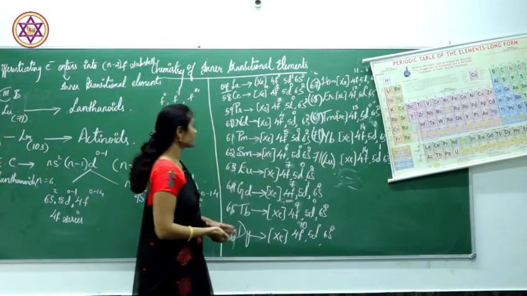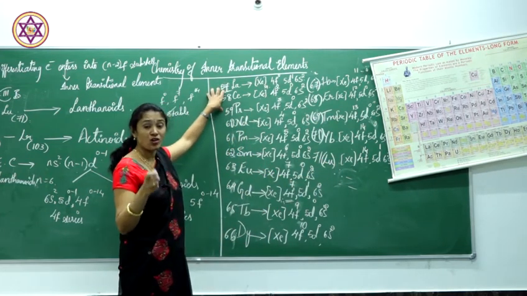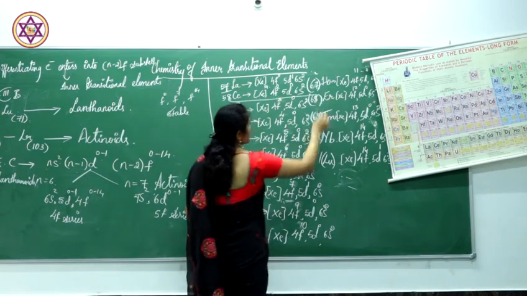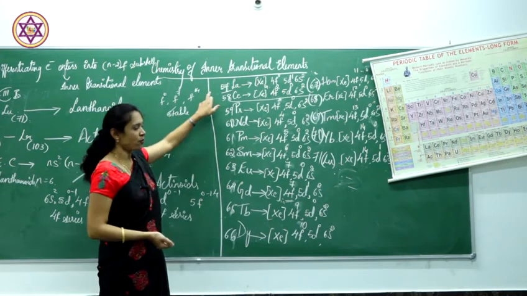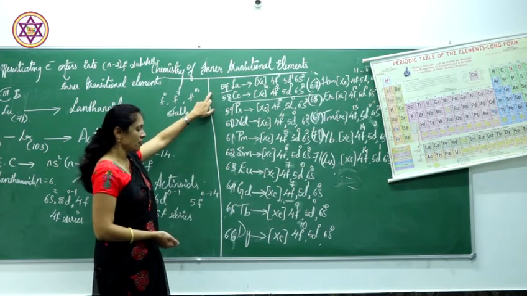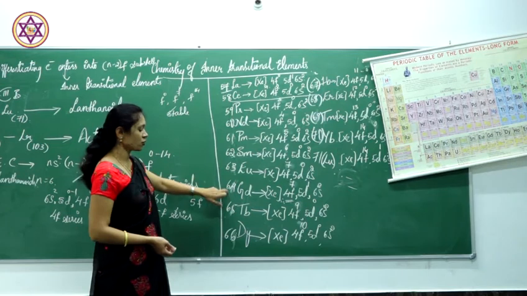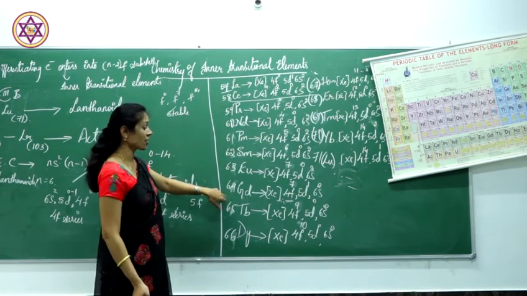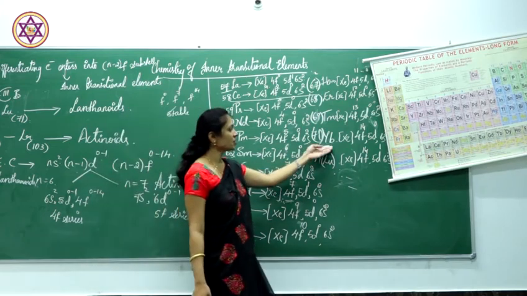Here, the element which does not obey the Aufbau principle is cerium. You can see that cerium is not obeying the Aufbau principle. Yes or no? And also gadolinium and ytterbium.